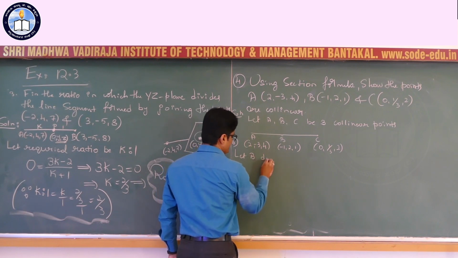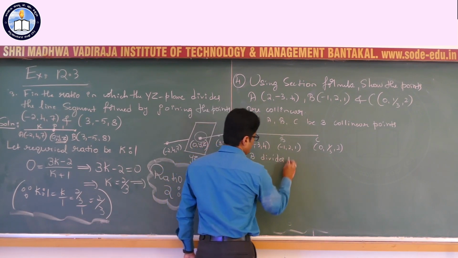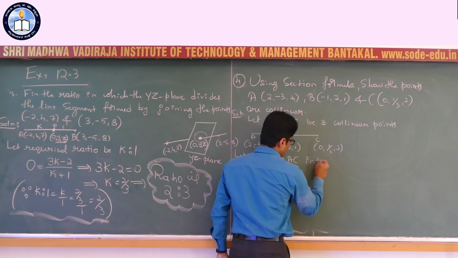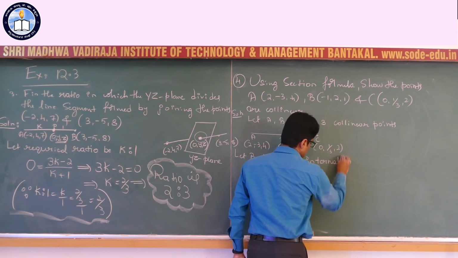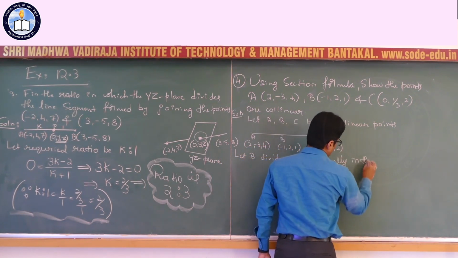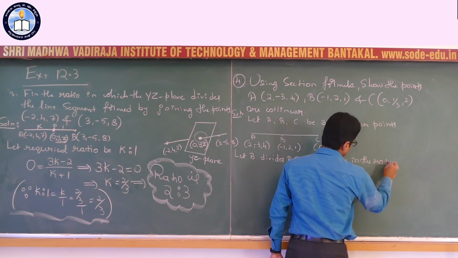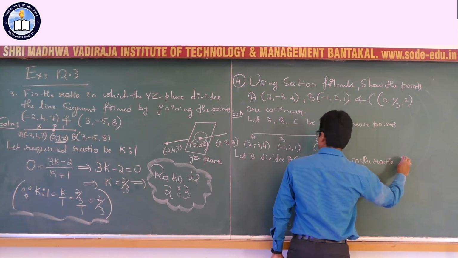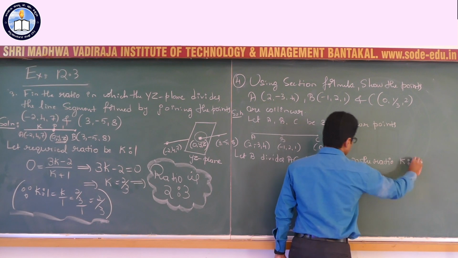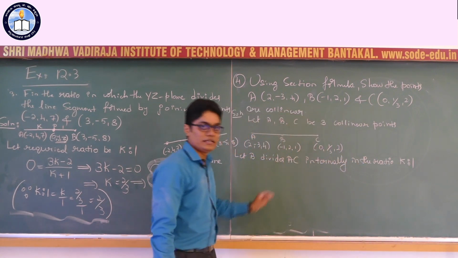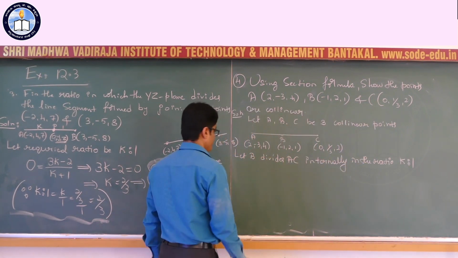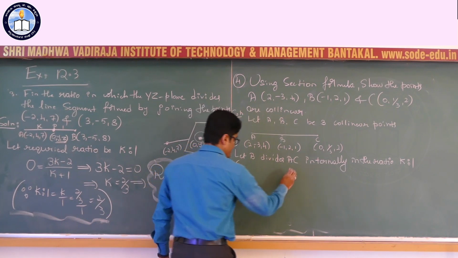Let B divide AC internally in the ratio k is to 1. You can assume it any way you like; 1 is to k is also allowed. Let us assume k is to 1. Now, if I assume like this, what type of section formula can we write?